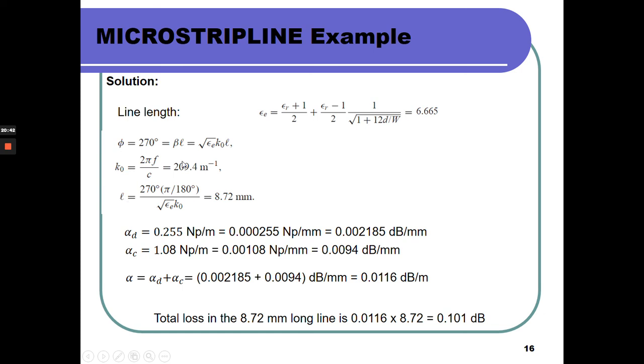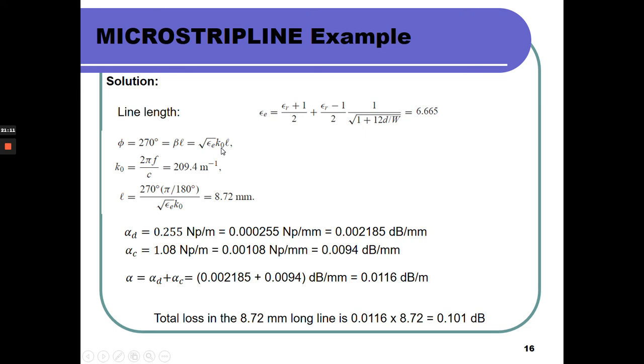From k, if you want to find k naught, then k naught is twice pi f by c, which we know. So we got k naught. Remember, k naught and k are different. If it's k naught, then there is no dielectric constant here. If there is k only, then there is supposed to be a dielectric constant here. Okay, now for L, we put all the values here.